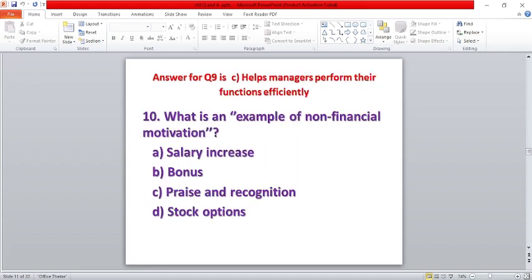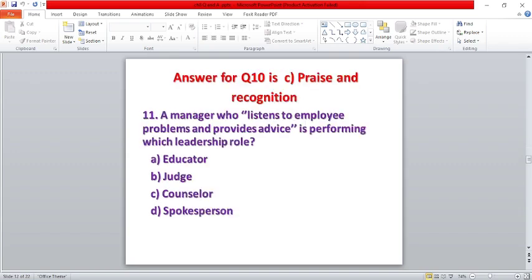Question number 10. What is an example of non-financial motivation? A. Salary increase. B. Bonus. C. Praise and recognition. D. Stock options. The answer for this question is C. Praise and recognition.